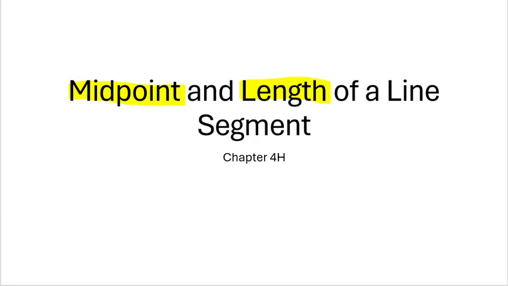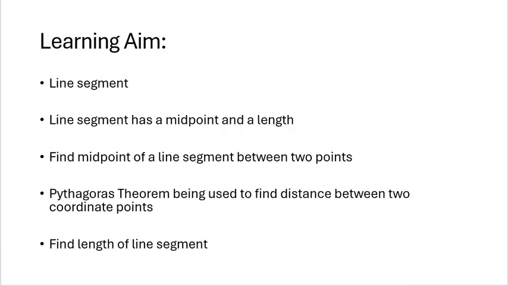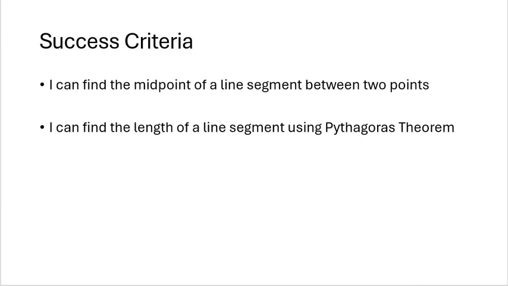Hopefully by the end of this chapter, 4H, this is pretty much the goal. Your success criteria is that you can find the midpoint of a line segment between 2 points and you can find the length of a line segment using Pythag, so just going back to our Pythagoras roots. You've got to be careful with this kind of stuff. But first off, let's talk about what a line segment is.